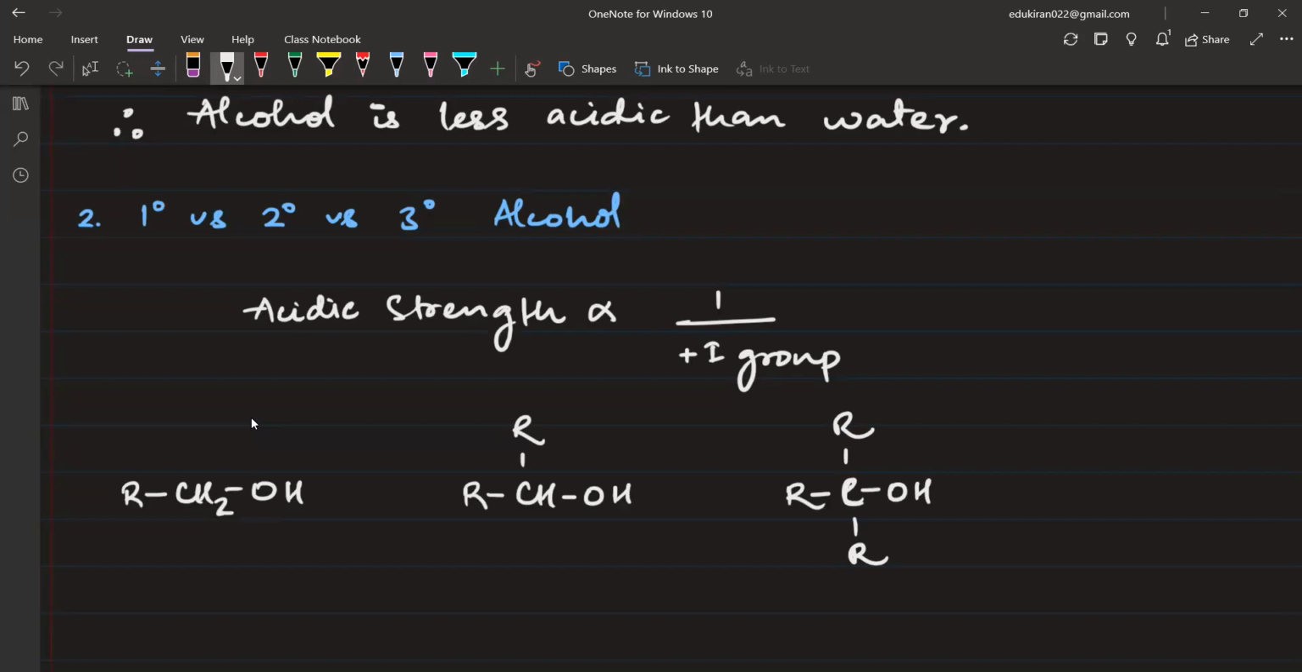Obviously we have fewer plus I groups in the 1 degree, more in the 2 degree, and the most in the 3 degree. This lowers the polarity of the OH bond and also makes the conjugate base very unstable. That is why the 1 degree, which has the least number of plus I groups, will be most acidic, followed by the 2 degree and then the 3 degree. So this is the order of acidic strength: 1 degree, 2 degree, 3 degree.